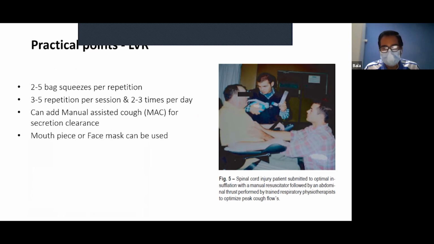Again, there are some other contraindications like severe COPD, where the patient has a history of emphysema, hemoptysis, or hypotension, so we don't use LVR.